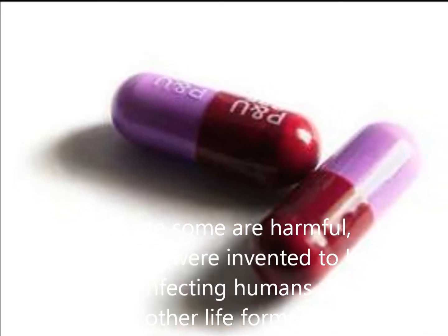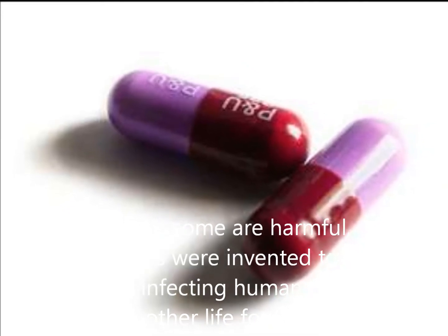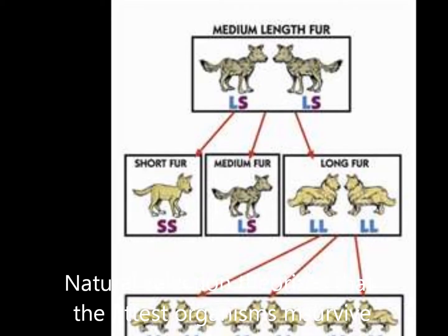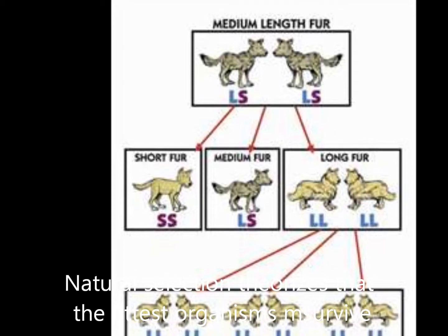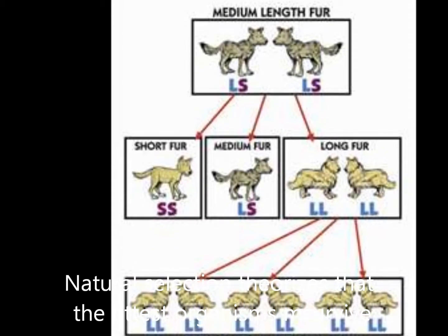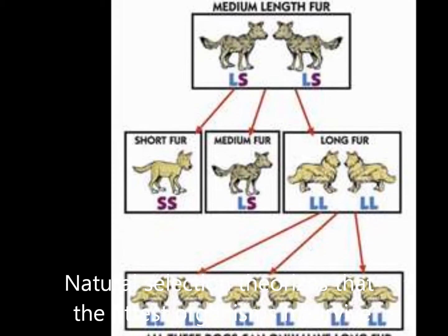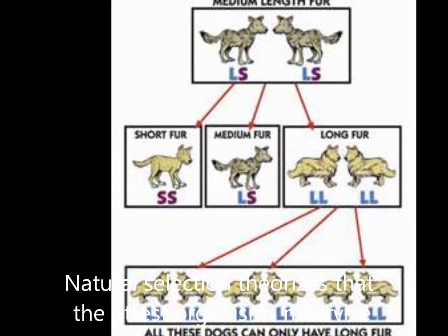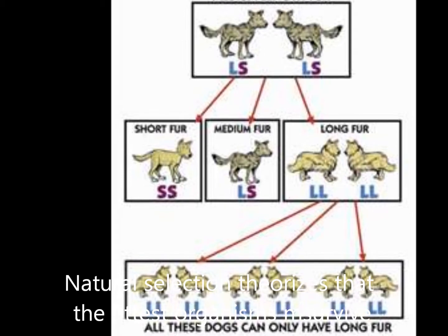Natural selection theorizes that nature selects the most fit organisms to survive, while other less fit ones eventually die out. From our example, we can see that dogs with thick fur will probably survive better and eventually increase in the population, while others with short fur will die out. This is natural selection.